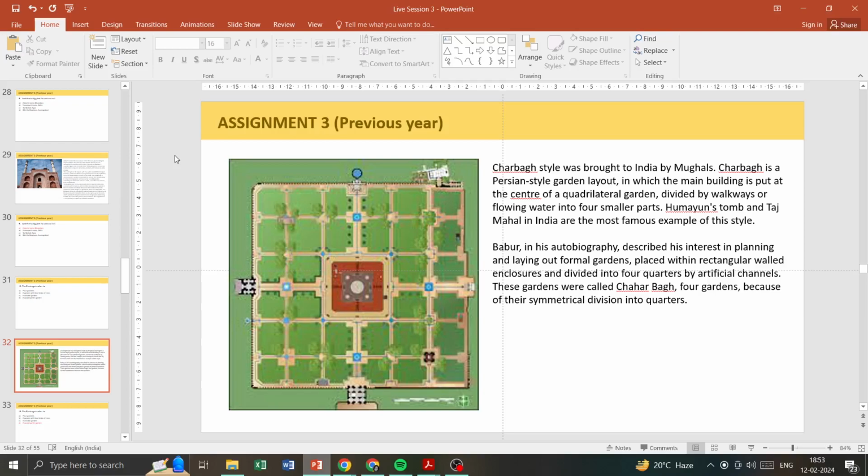So the Chehar Bagh style was brought to India by Mughals, and it's a Persian style garden layout in which the main building is put in the center of the quadrilateral garden, and it is divided by walkways or flowing water into smaller parts. Humayun's tomb and Taj Mahal are the most famous examples of this style. However, in Taj Mahal, the building is at the end near the edge of the Yamuna rather than in the center.